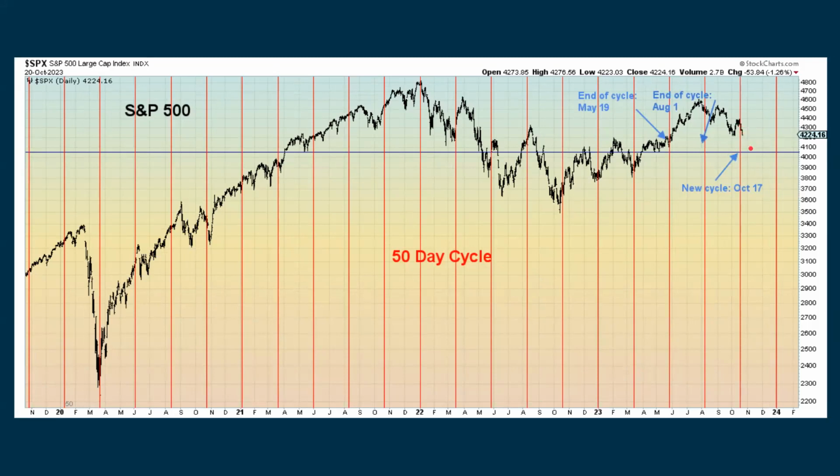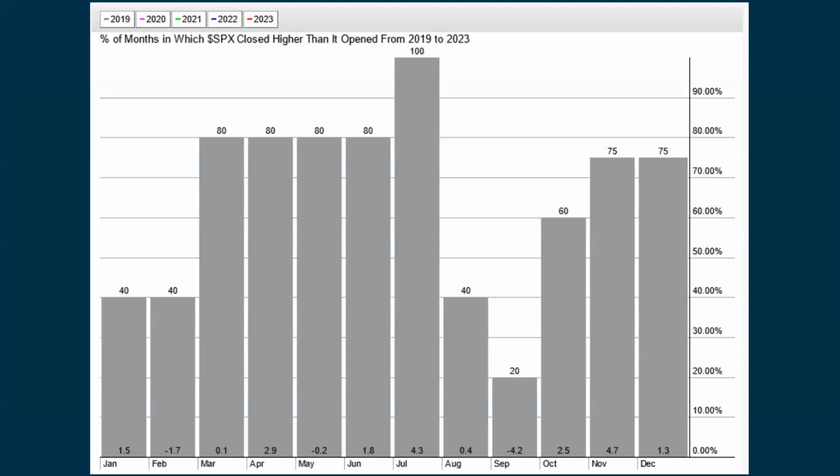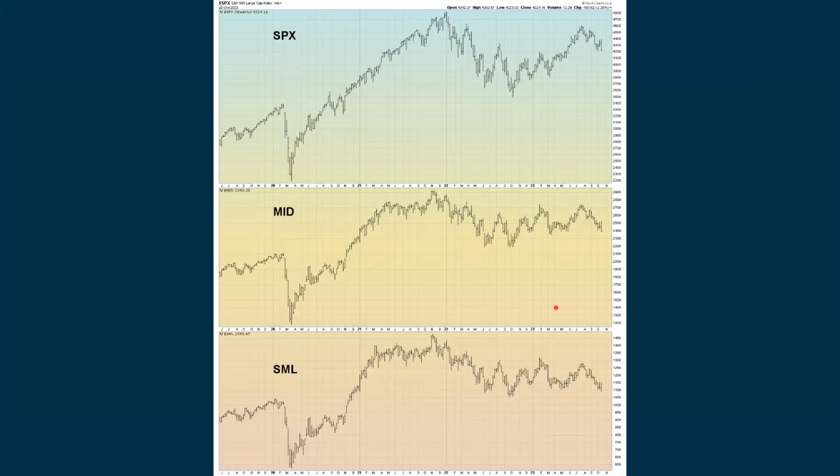Now, sometimes this has marked a top or a bottom. Other times the market has just ignored this particular 50-day cycle. Keeping an eye on the broad market, where we're down 4.2% in September. And right now we're still up, but it's 2.5%. And we tend to be up 60% of the time in October.